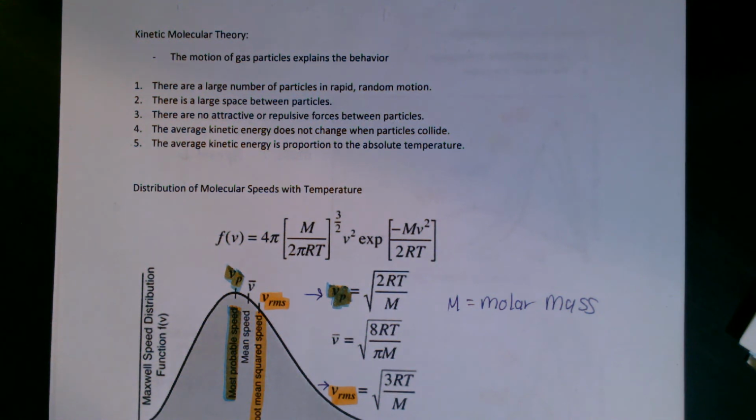Number four, the average kinetic energy does not change when particles collide. This is important. It means that when particles collide with each other and with, say, the walls of the container, they don't lose energy. That's important because if it wasn't true, eventually gas particles would collide so much that they would lose all energy, and all gases, without any external stimuli, would reach 0 Kelvin. And we know that's not true because you can store a gas in a container almost indefinitely without much change in the temperature.